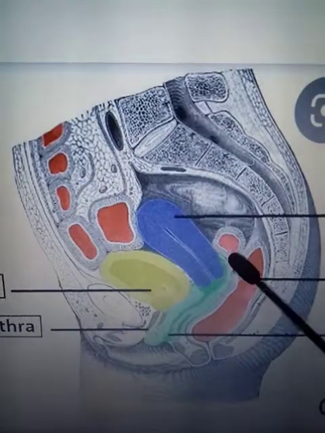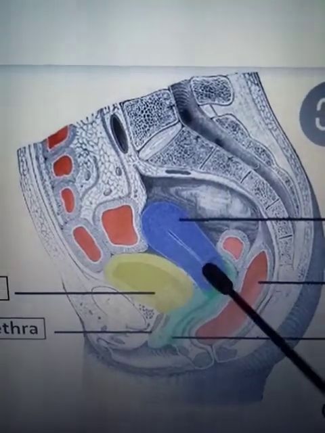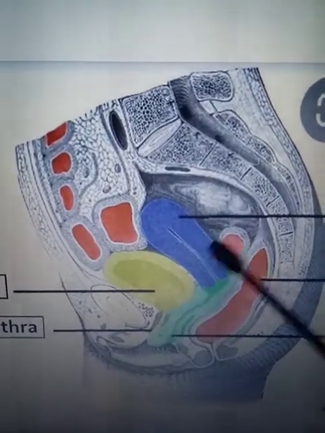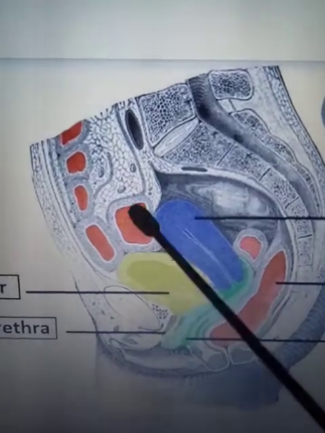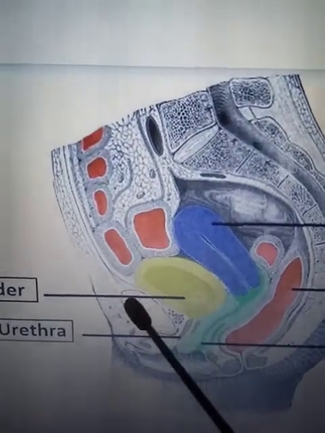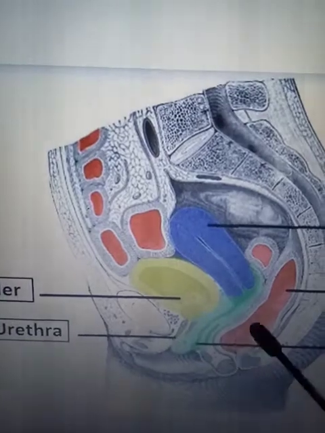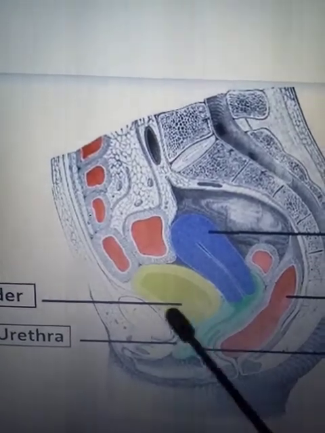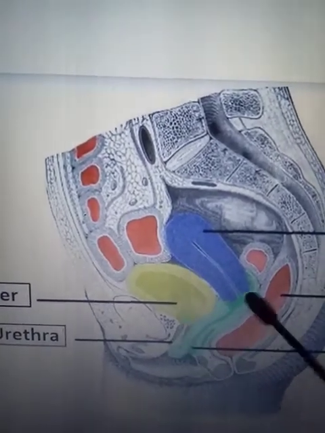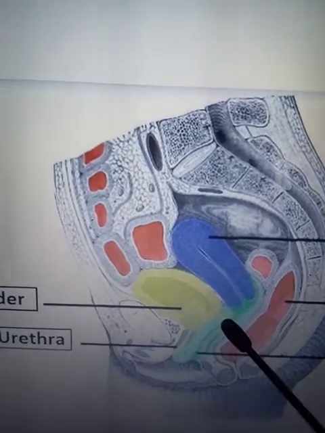Anteriorly, you will be having in the upper two-thirds the rectouterine pouch, a pouch between the rectum and the uterus. And here you will have the sigmoid colon and the coils of the intestines. The lower part of the rectum has relations as follows: here you will be having the vagina.